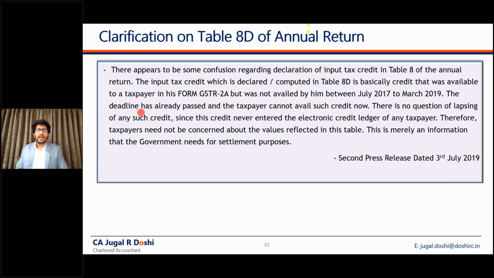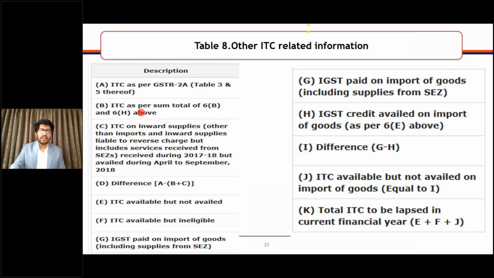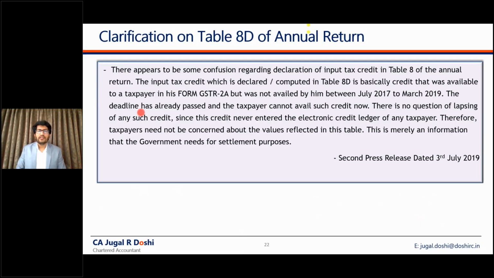So friends, as I said, there were many myths about table 8 and many confusion. Hence, the department, through press release dated 3rd July, has clarified that in table 8D of the annual return, the difference which is reported over there is just for the sake of information. There is no question that the credit has lapsed because of annual return.